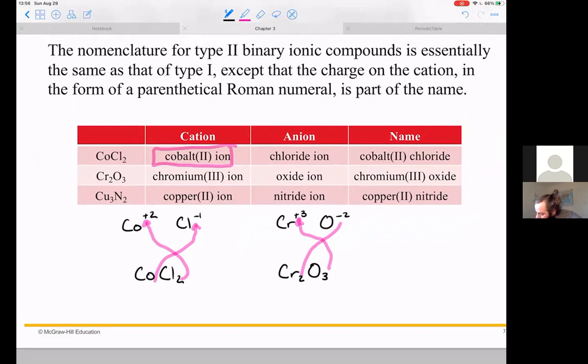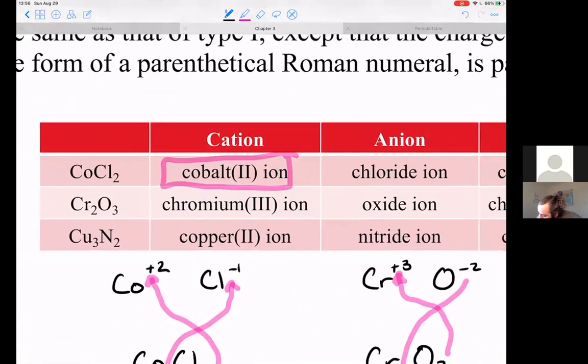And one thing I do want to point out, a lot of people would say chromium 2 because there are 2 chromiums there. That's not what that name is representing. It's not telling you how many chromiums are there. It's the charge on the chromium ion in that compound. So that's a really simple mistake people make. For example, here they'd say it's copper 3 because there are 3 coppers. No, you have to work backwards and figure out what the charge of the copper is in that compound.